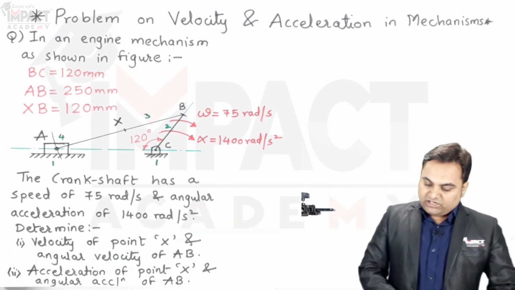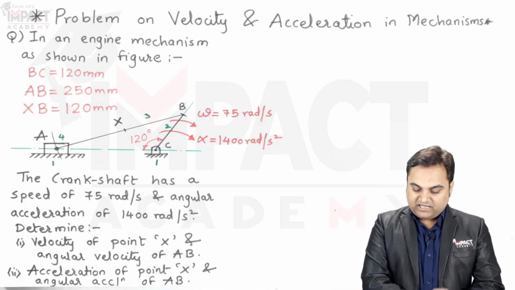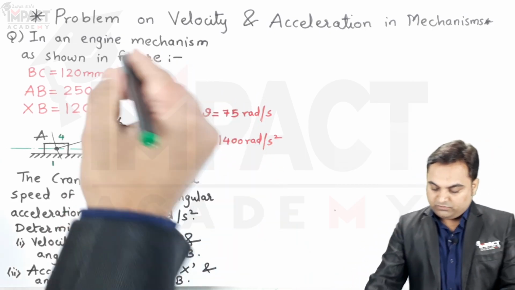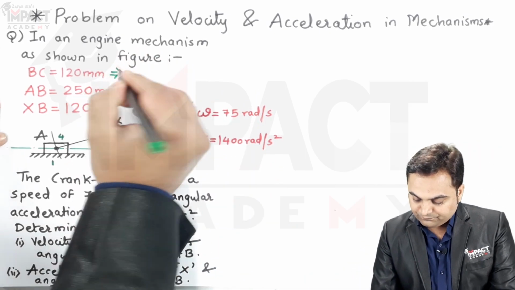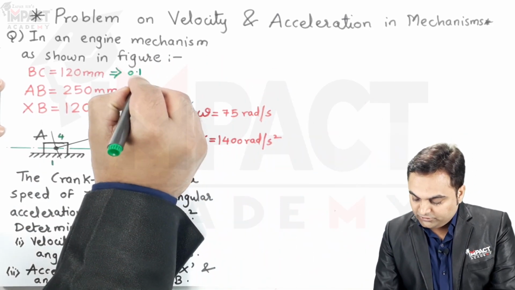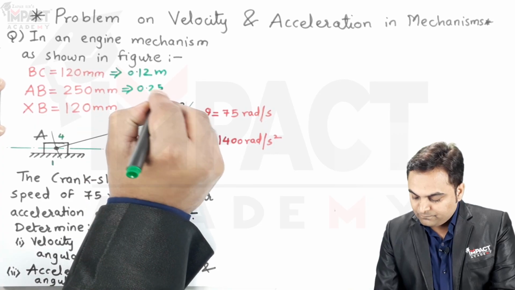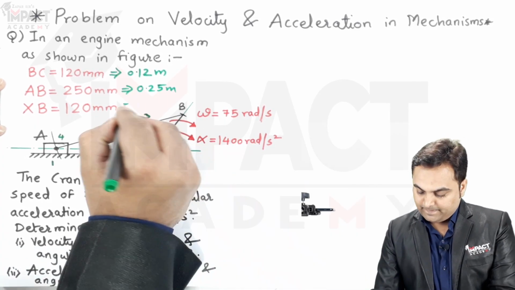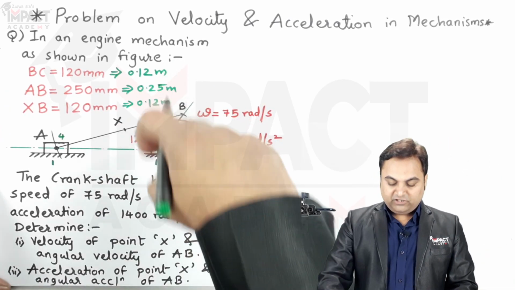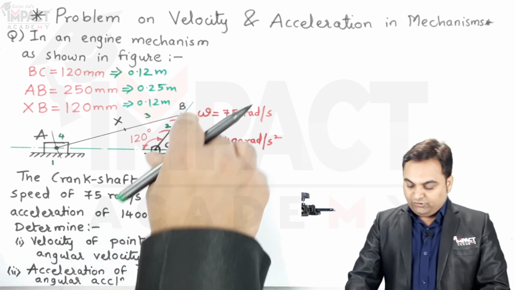Now in order to start with the velocity and acceleration part, first whatever the distances are given, starting with the length of this link BC, I'll be converting it into meters. So it comes out to be 0.12 meter. Similarly 250 mm, 0.25 meter.